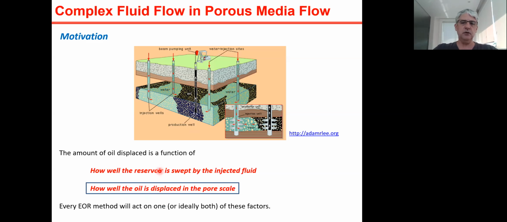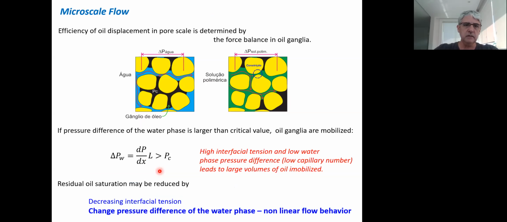And every enhanced oil recovery method tries to act on one of these two main physical phenomena and ideally works on both of them at the same time. So in terms of the microscale flow, if you're in the region of the reservoir where the water was able to achieve, the water will displace the oil, but a lot of the oil may be trapped in ganglia. And these ganglia are trapped by capillary pressure.